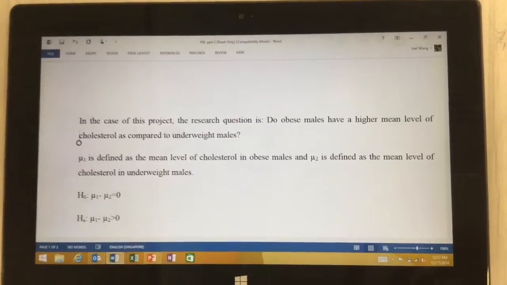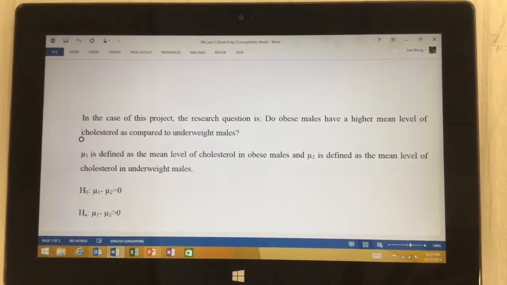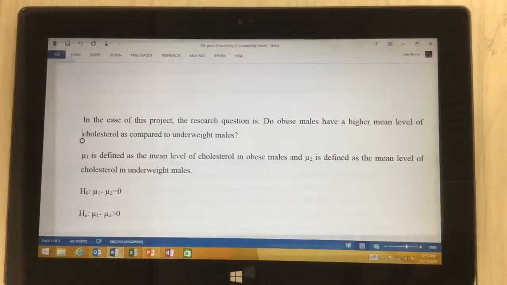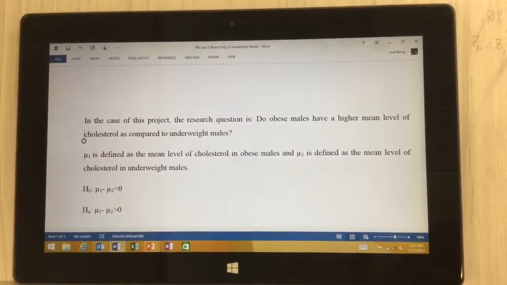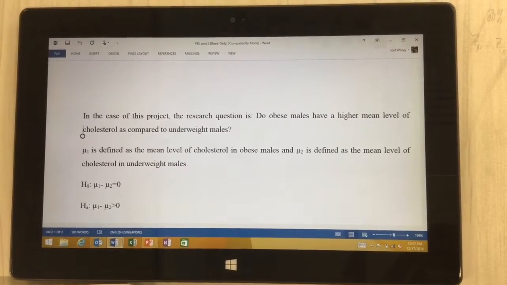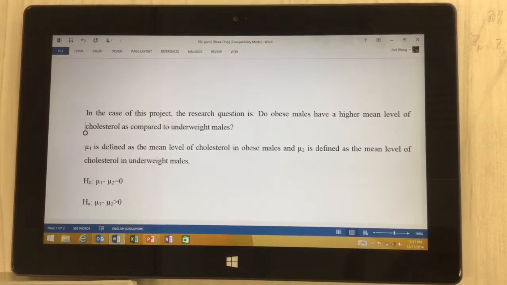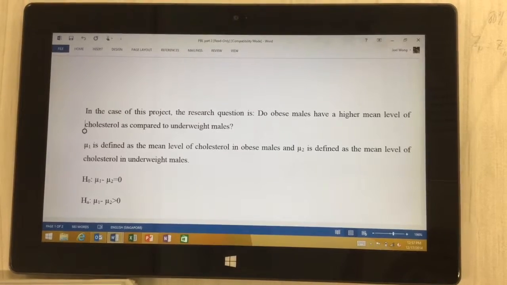Mu1 is defined as the mean level of cholesterol in obese males, while mu2 is defined as the mean level of cholesterol in underweight males. First, we define H0 as mu1 minus mu2 equals to 0, while the alternative hypothesis is defined as mu1 minus mu2 is more than 0, where we expect cholesterol levels to be higher in obese males than in underweight males.